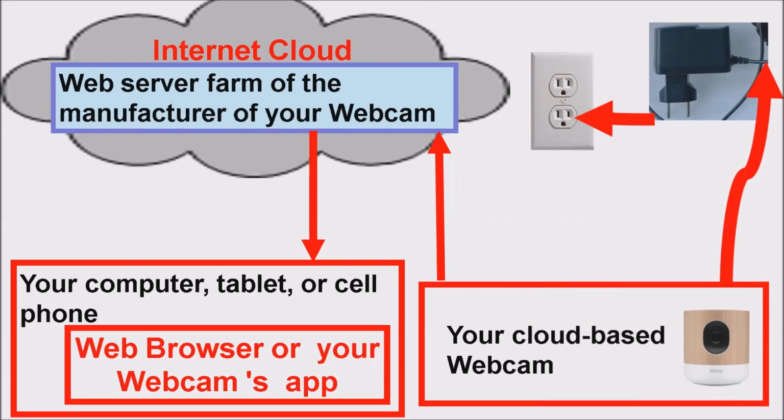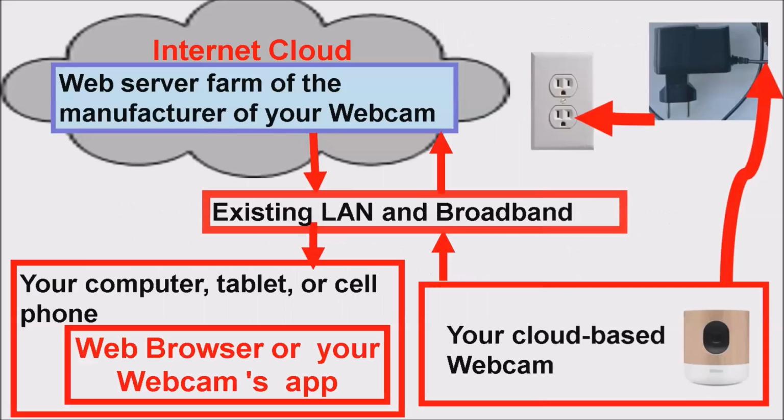Okay, so it's called cloud-based. When you're home, it's like ships passing each other at night. The signals go through your local area network, your router, your broadband service, to the cloud, and then from the cloud to your web browser or your webcams app in your computer, tablet, or cell phone. So a few things have to be working. The internet has to be working, and your camera, your local area network has to be working.